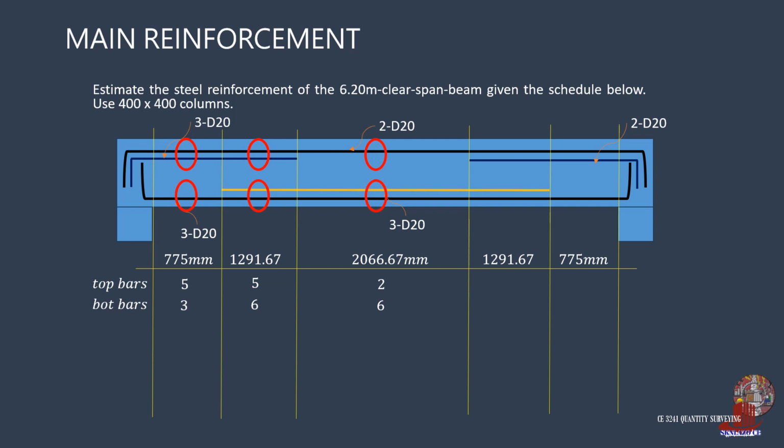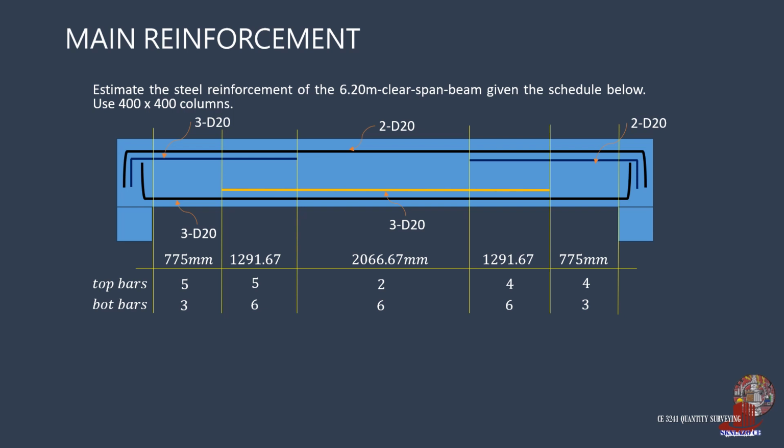The span after has 2 continuous top bars with 2 cut bars, accounting for 4, while at the bottom there are 3 continuous and 3 cut bars, resulting to 6 D20. For the last span, there are 2 continuous and 2 cut bars on top, giving 4 bars, when there are only 3 continuous bars at the bottom.